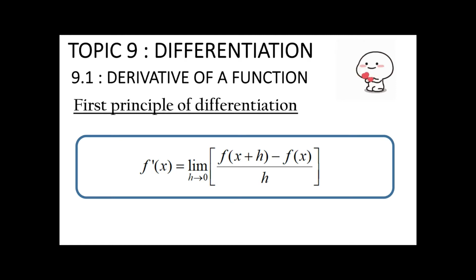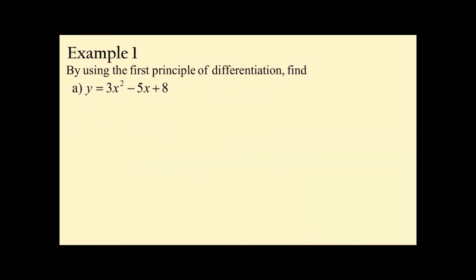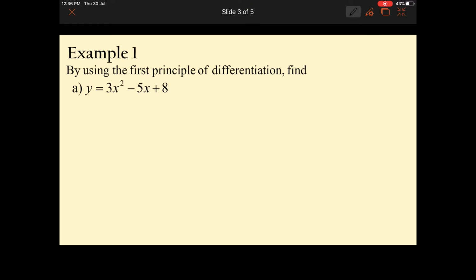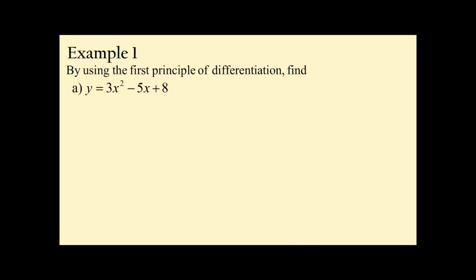Whenever you encounter a situation where you have to find a derivative by using a first principle, then you have to use a limit concept. Here, your formula would be f prime x will be equal to limit of h approaches 0 of f of x plus h minus fx divided by h, and this formula would be fixed. Let's do some exercises to check our understanding.